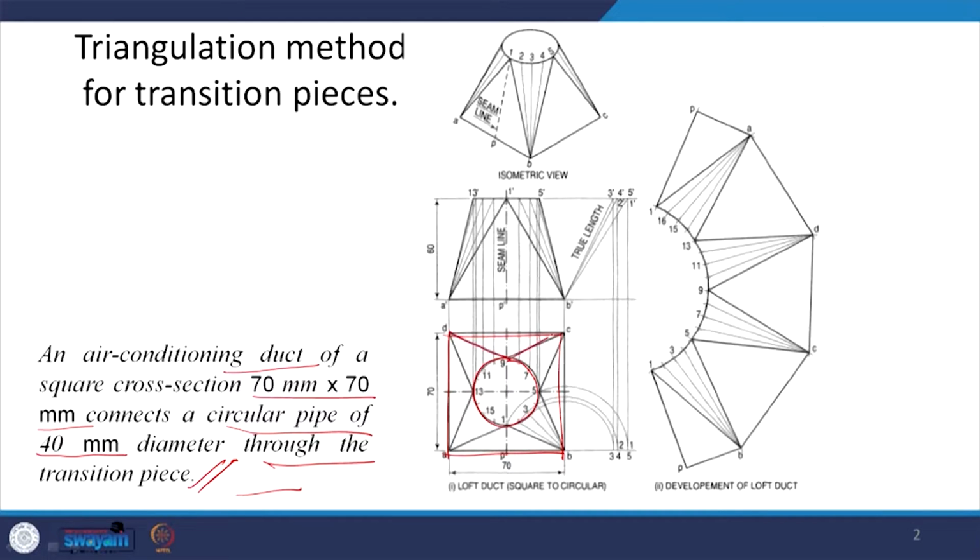We will actually have 4 triangular pieces which will be joining like this, and in between we will have these conical pieces which are going to be drawn here. Now, this triangulation method is actually a combination of the radial line method, which we have seen earlier, where we are doing it for cones and pyramids, different polygonal pyramids together, using the radial line method.